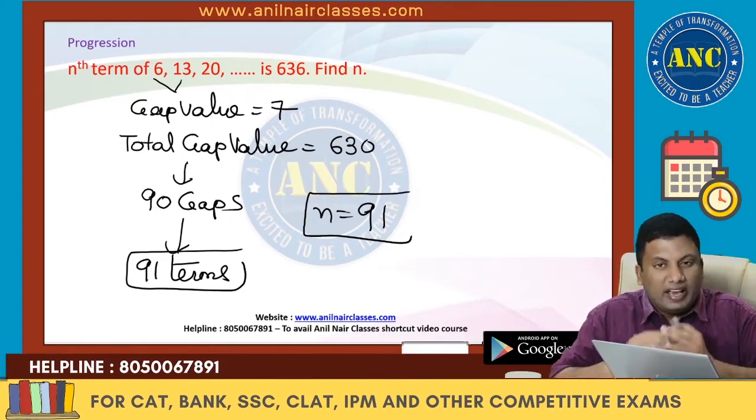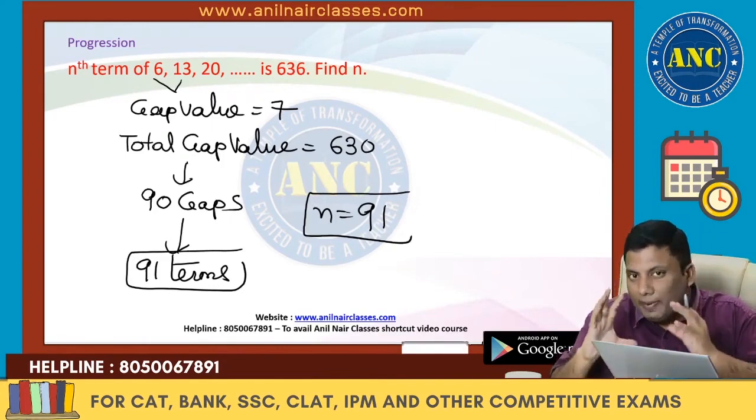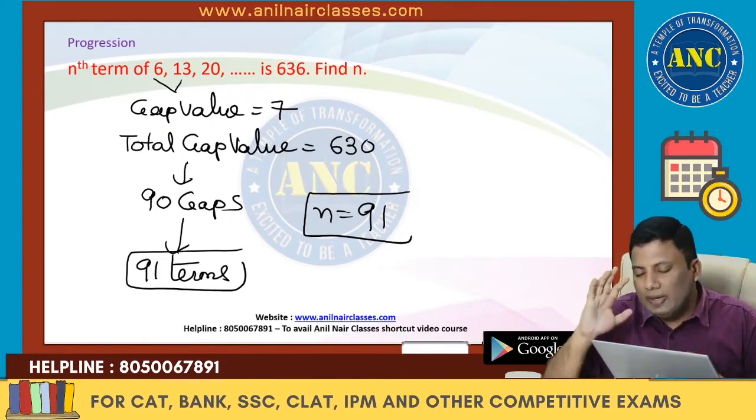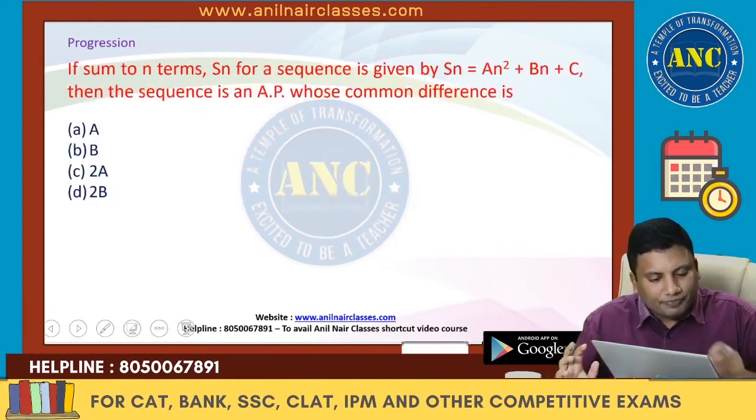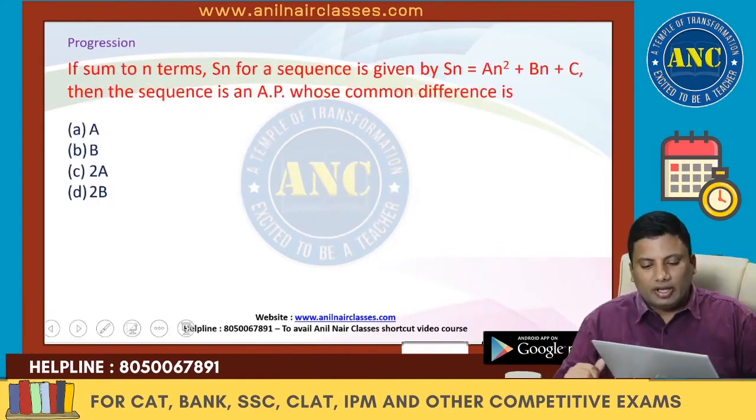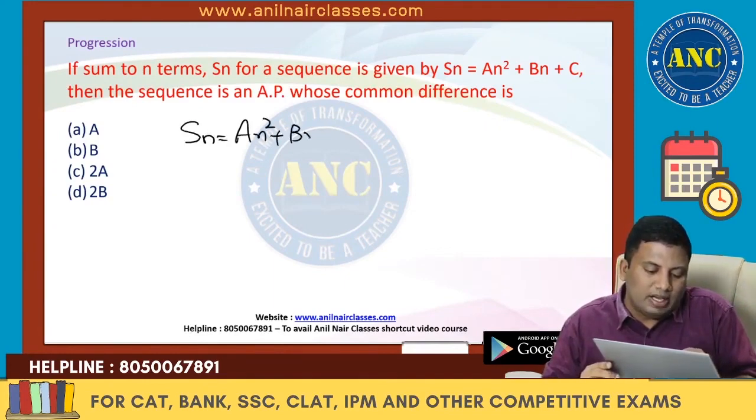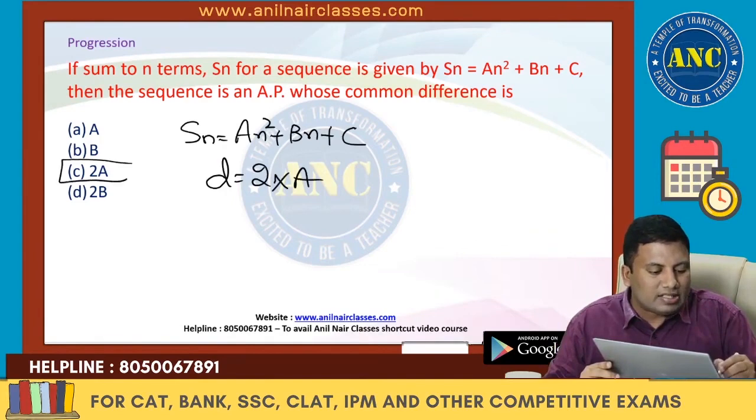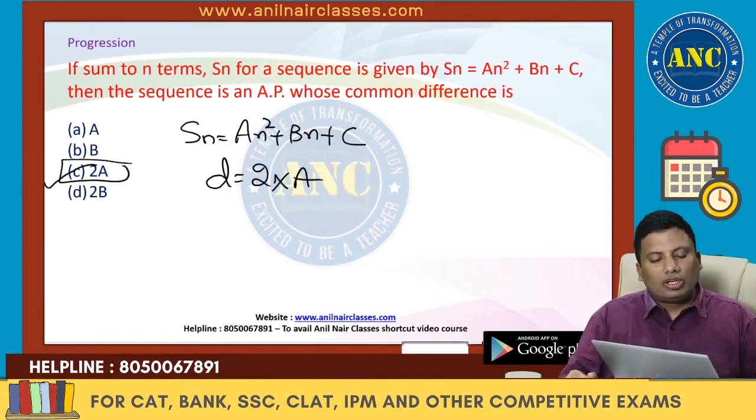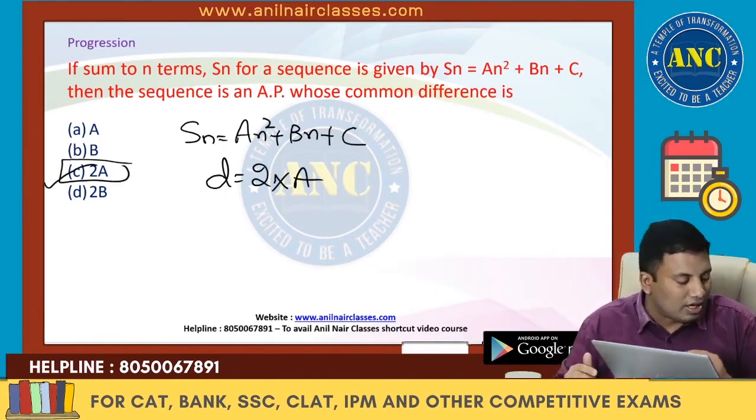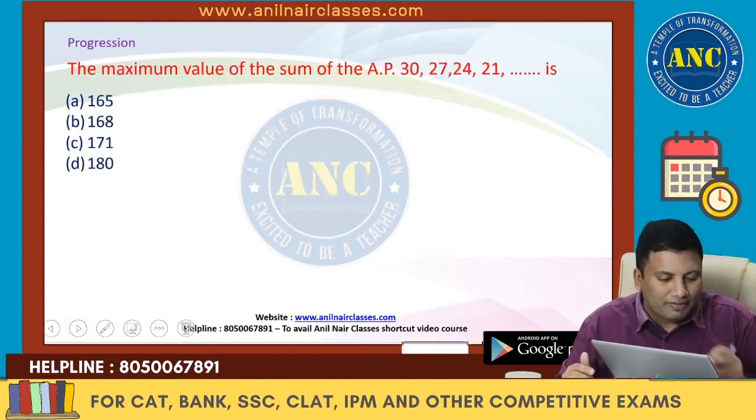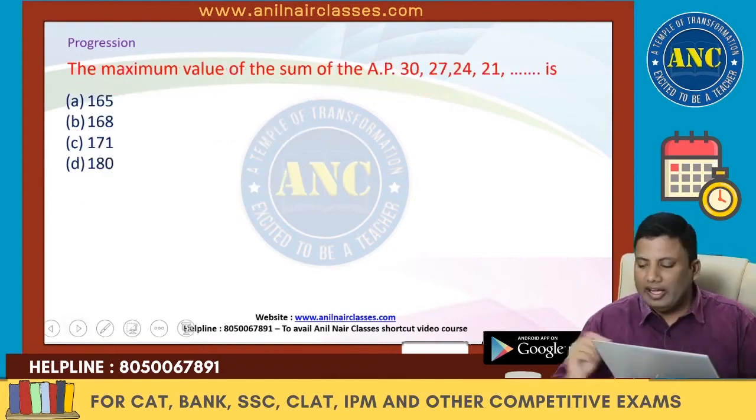Basic understanding of AP is nothing but plus, GP is nothing but into. Second question, Sn is given by an square plus bn plus c. Already we discussed D is nothing but 2 into A. Answer for this question is 2 times the coefficient of n square. I hope the idea is clear.